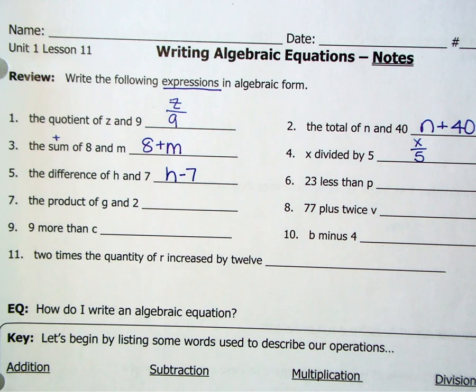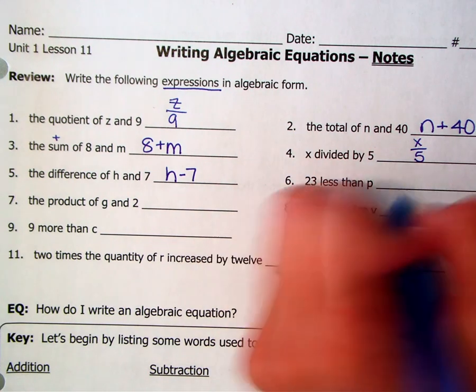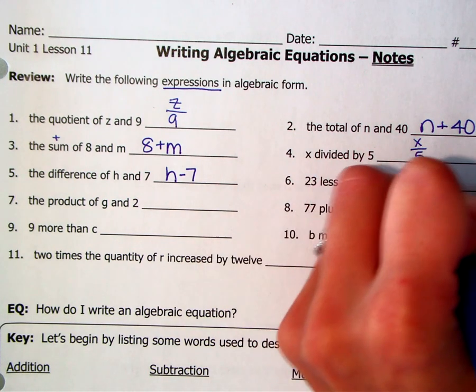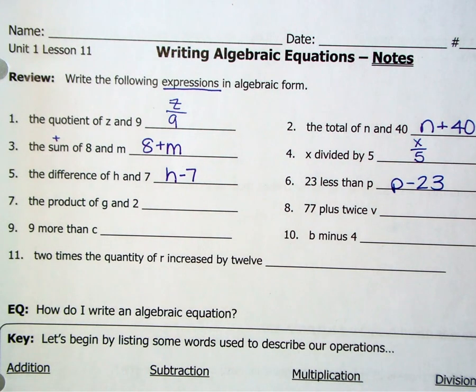All right, 23 less than p. Subtraction, so would the 23 come first or p? P, good. Wonderful. Try number 7. What does product mean? Multiplication.